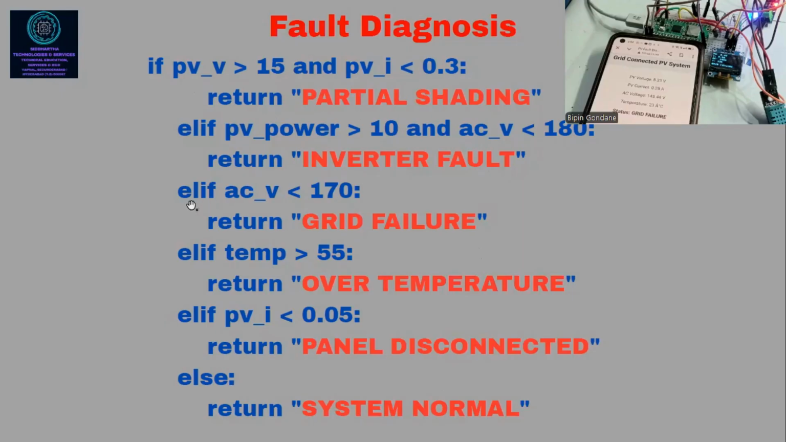Here again it is given. Else if AC voltage is less than 170. So it is less than 170. These are the parameters which are very, very important, which are given in the code. Okay, right.